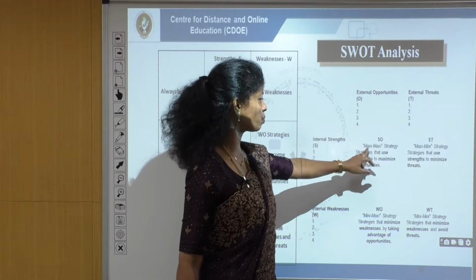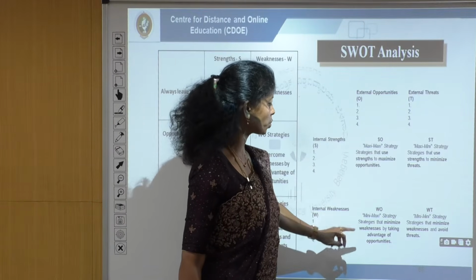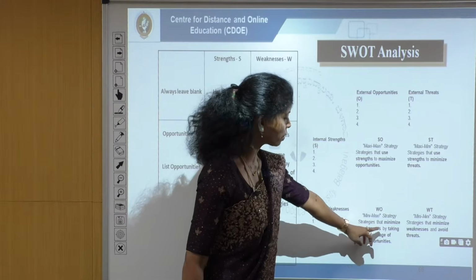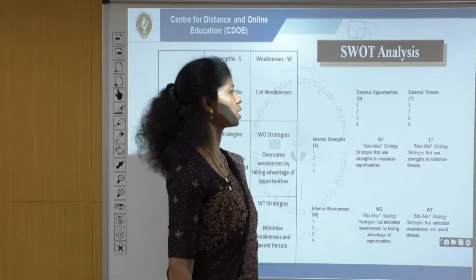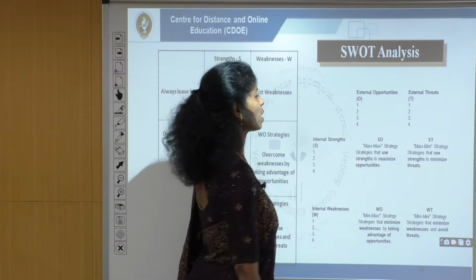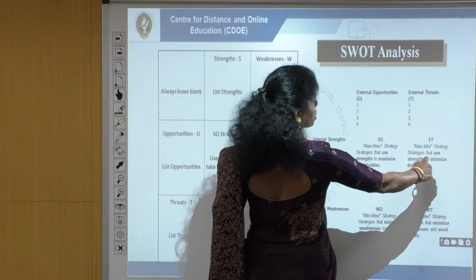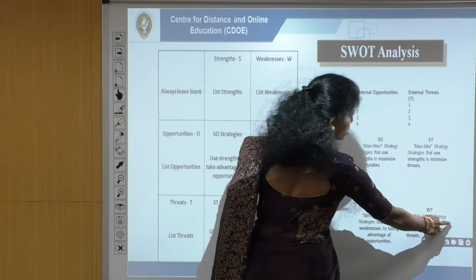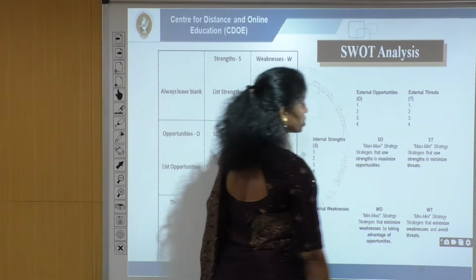Maxi-maxi strategy, maximum strength to maximize opportunity. Mini-maxi strategy, where strategies that minimize weakness by taking advantage of opportunities. Maxi-mini strategy, strategies that use strengths to minimize threats. Mini-mini strategy, strategies that minimize weakness and avoid threats.